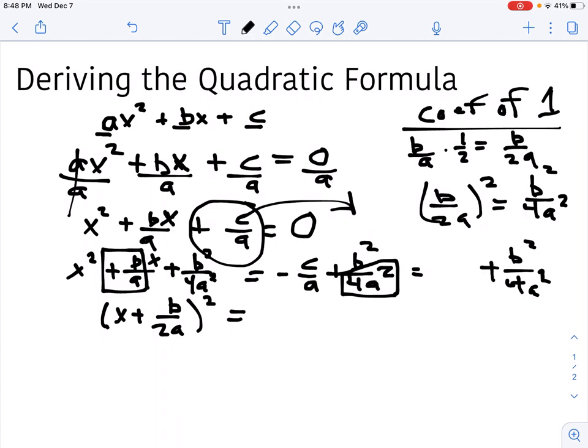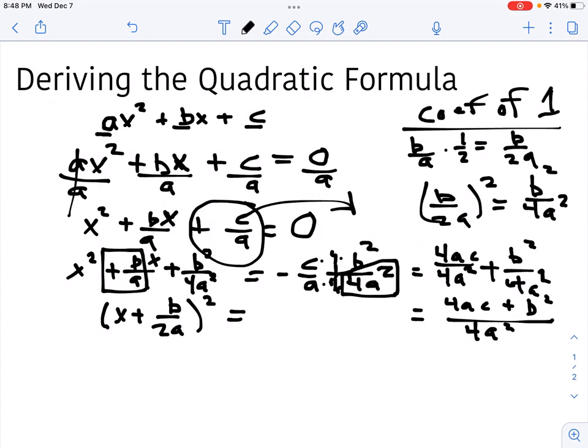But this, in order to get to that, I got to multiply everything by 4a. So both of these got to be multiplied by 4a. So this is going to give me 4ac over 4a squared, right? So now let's add these together, and we get 4ac plus b squared over 4a squared, right?